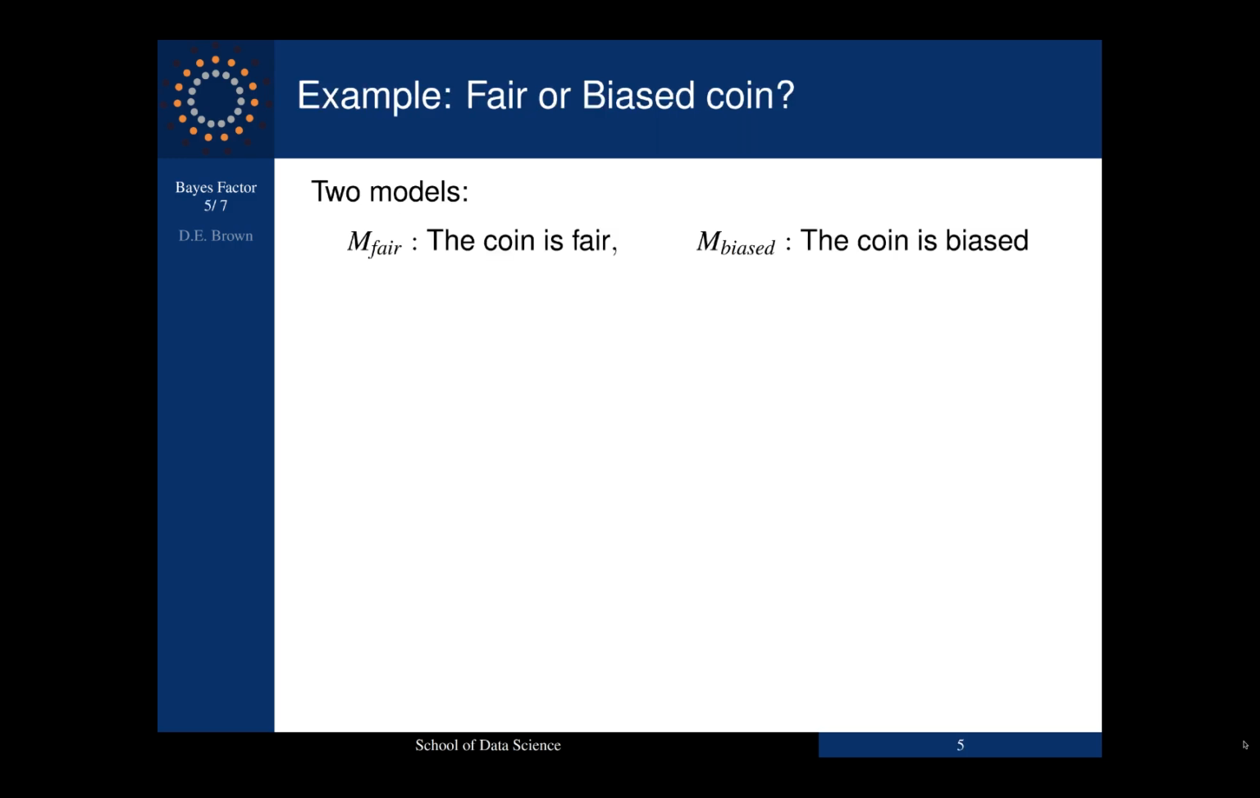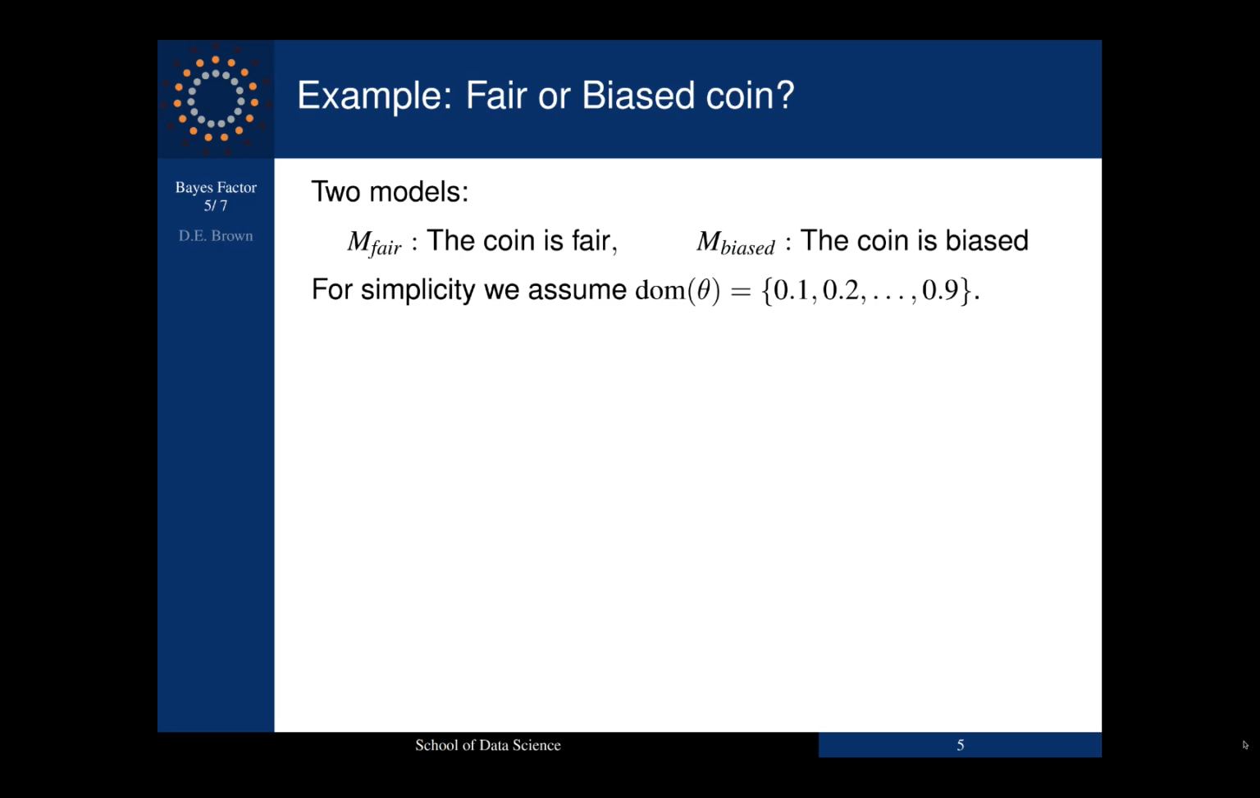So let's take a look at an example of this and consider just a simple case of flipping coins. So we've got two possible models here. First model is that the coin is fair. The second model is that the coin is biased. So we're going to take a coin and we're going to flip it. And the question is, is it fair or biased? And those are the two model choices that we have.